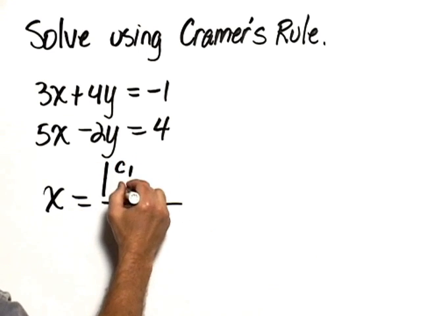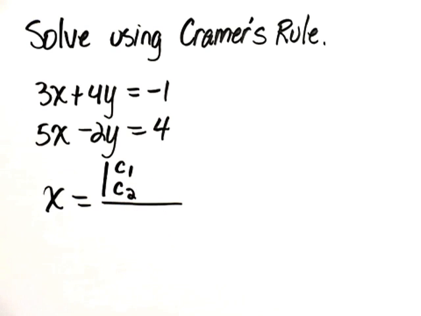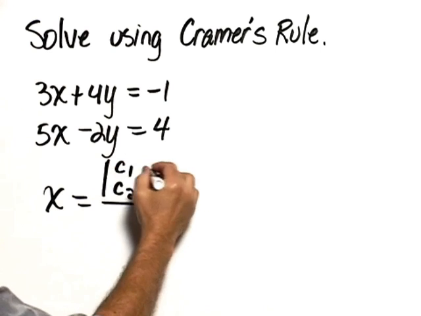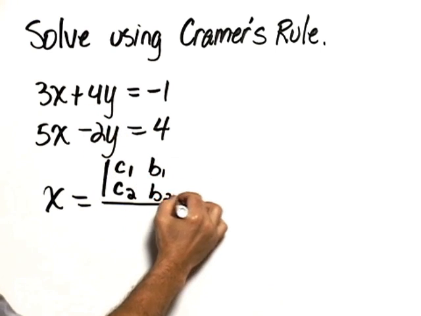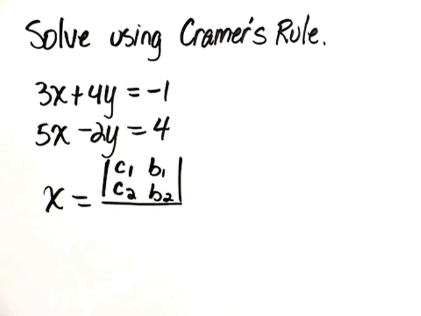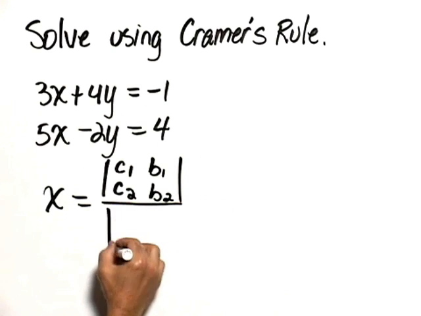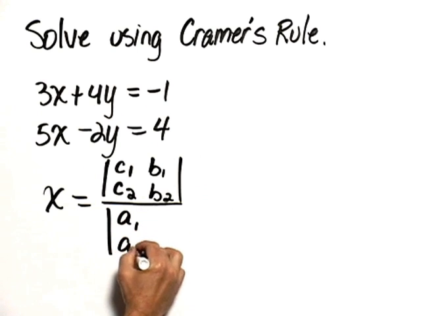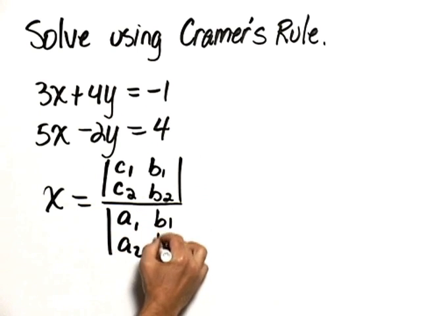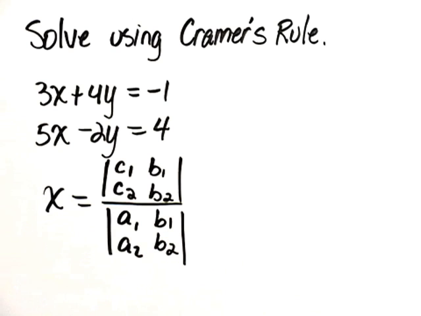of the constant terms, C1, C2, along with the coefficients of the y's, so B1, B2, and we divide that by the determinant of the coefficients, so A1, A2, B1, B2.